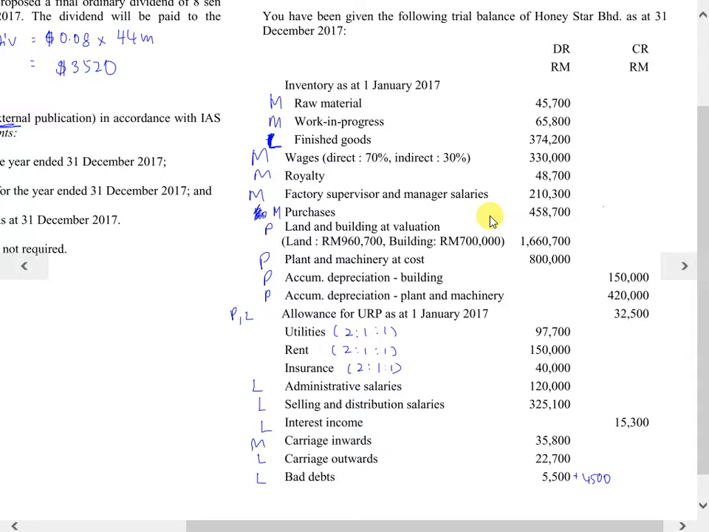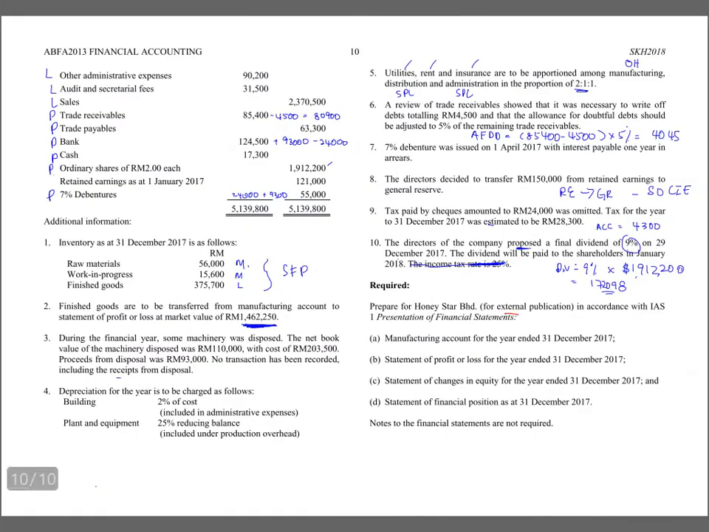Utility, rent, insurance. This one I have to keep. I have to wait because we have a note on this. Manufacturing. P is SFP. L is SPL. Next page.